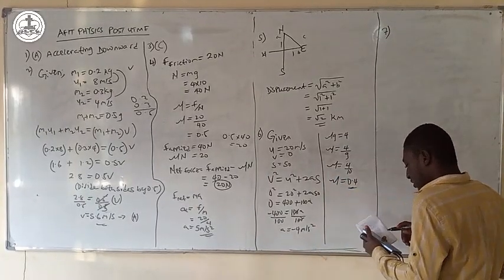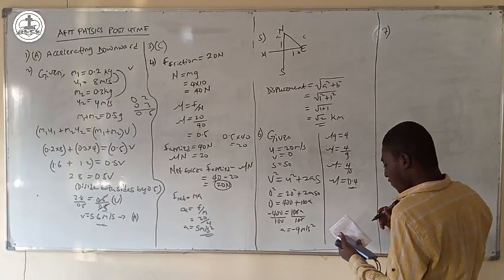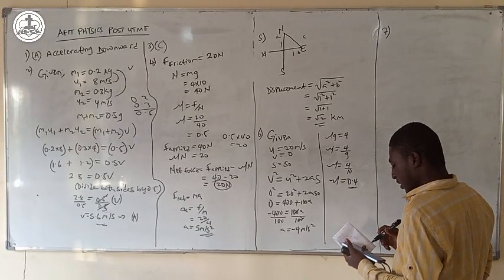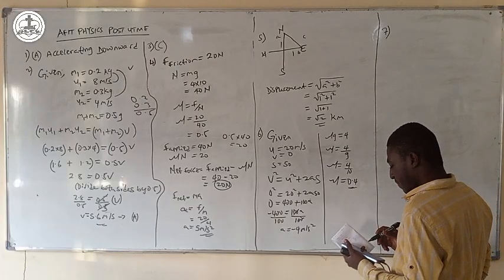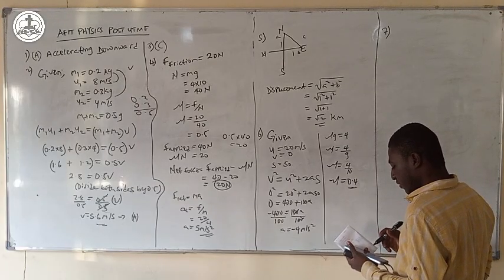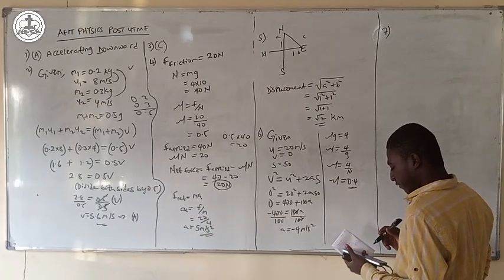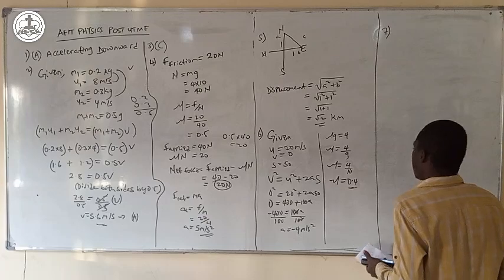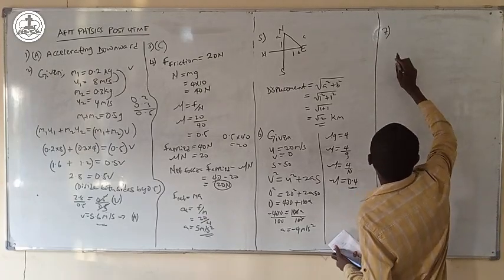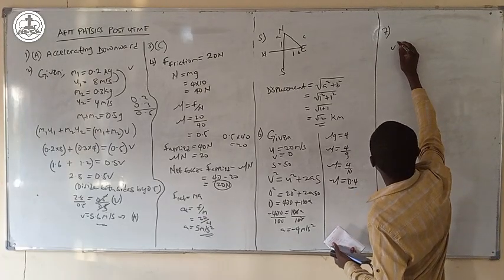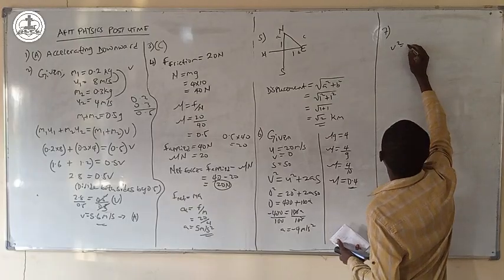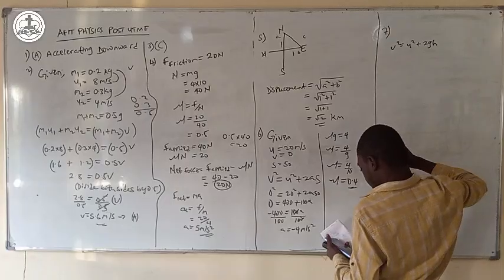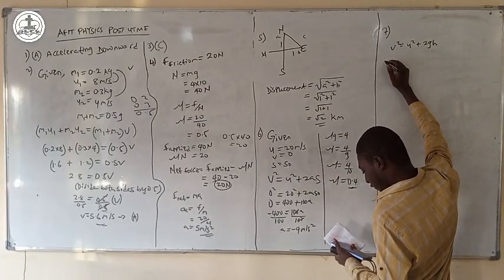Question 7 says a physics student standing on a cliff throws a stone vertically downward with an initial speed of 10 meters per second. If it is traveling at 30 meters per second just before hitting the ground, find the height of the cliff. Assume g to be 10 meters per second squared. So we are still going to be using the third equation of motion. V squared is equal to u squared plus 2gh. Different formula.